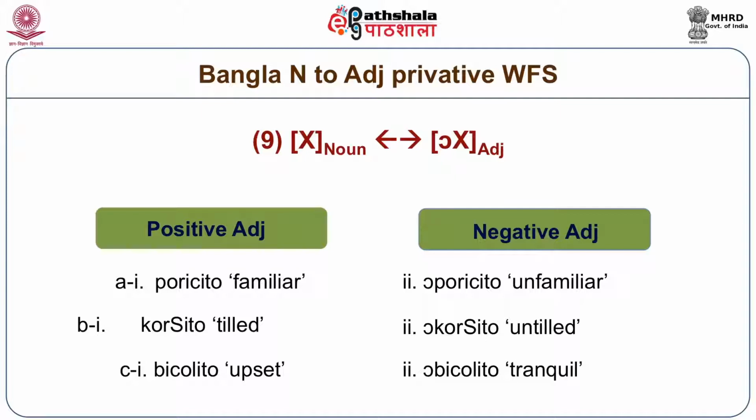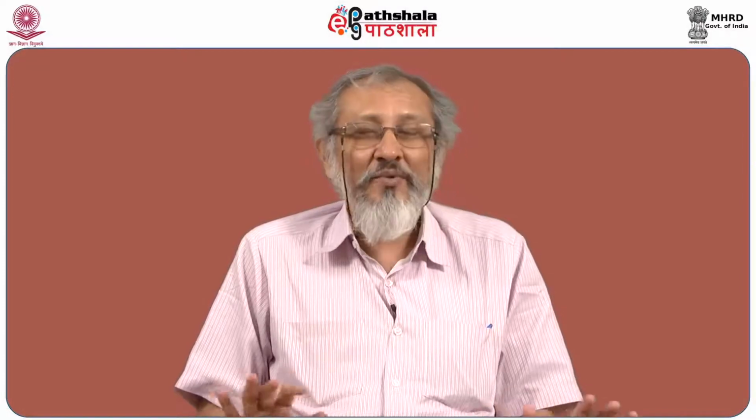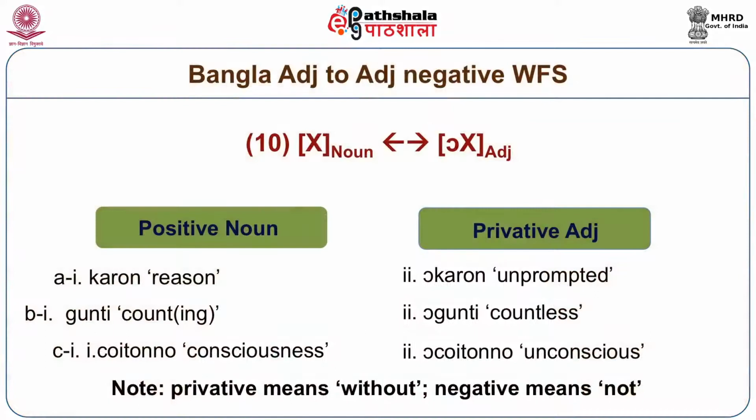Now there's a noun to adjective privative strategy. We use the term privative rather than negative when the meaning is being deprived of something, having something taken away from you. That's called a privative concept. So reason comes out in Bangla as karun. The adjective based on this is okarun, unprompted, without reason. Gunti is a noun meaning counting or count, and the adjective based on this is ogunti, countless. Choitanno, the noun for consciousness, gives rise to ochoitanno, an adjective meaning unconscious. Notice that ochoitanno is not a noun.